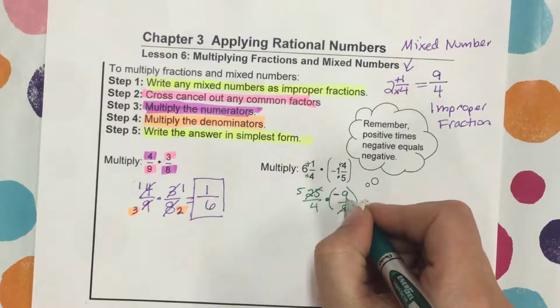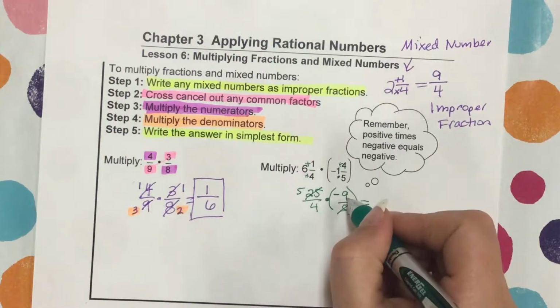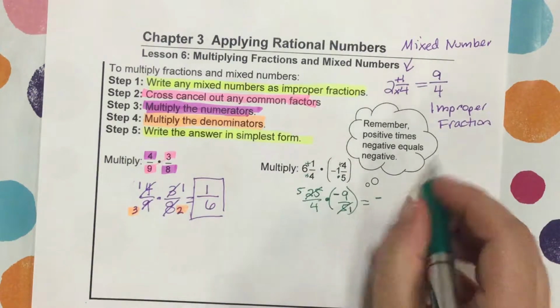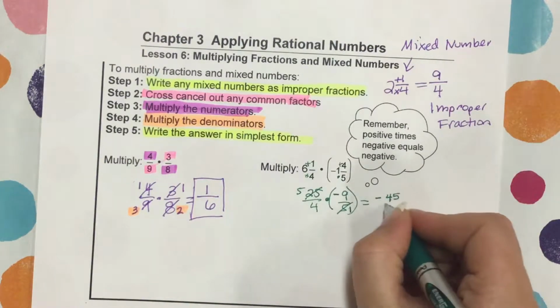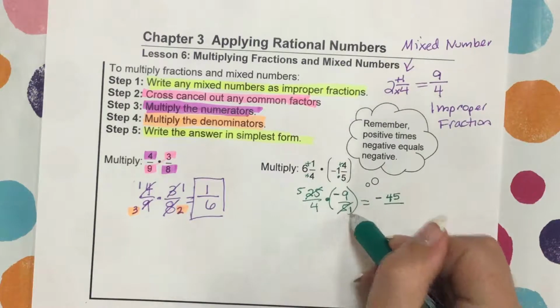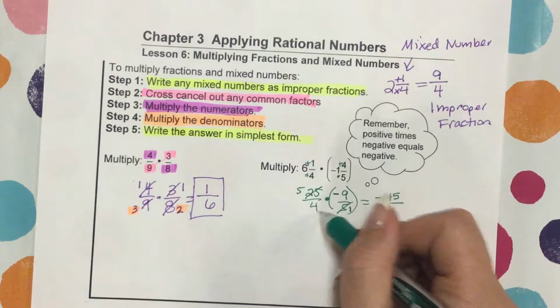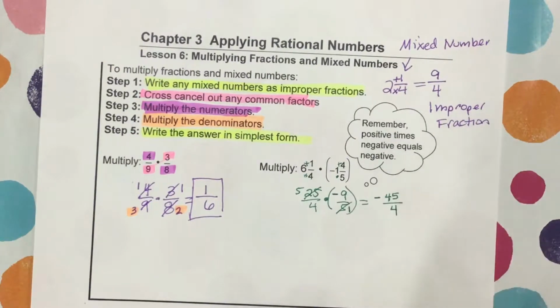5 times a negative 9. So we have a positive times a negative. A positive times a negative is a negative. 5 times 9 is 45, all over 4 times 1. So we multiply the numerators, then we multiply the denominators. 4 times 1, which is 4. So there we go. That is our answer.